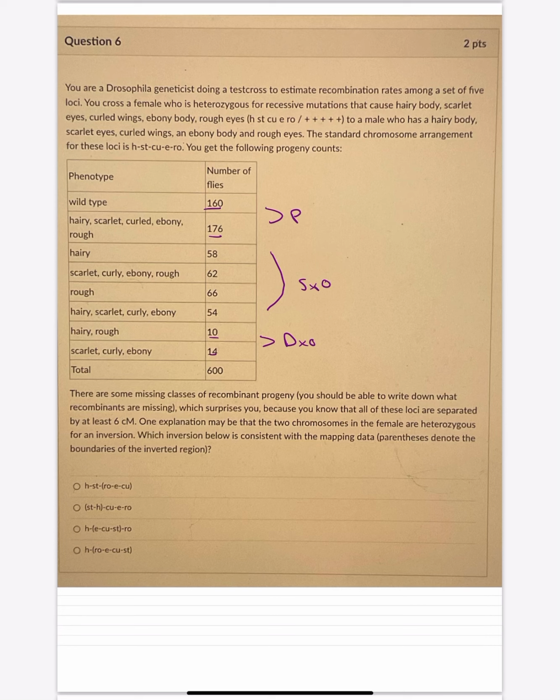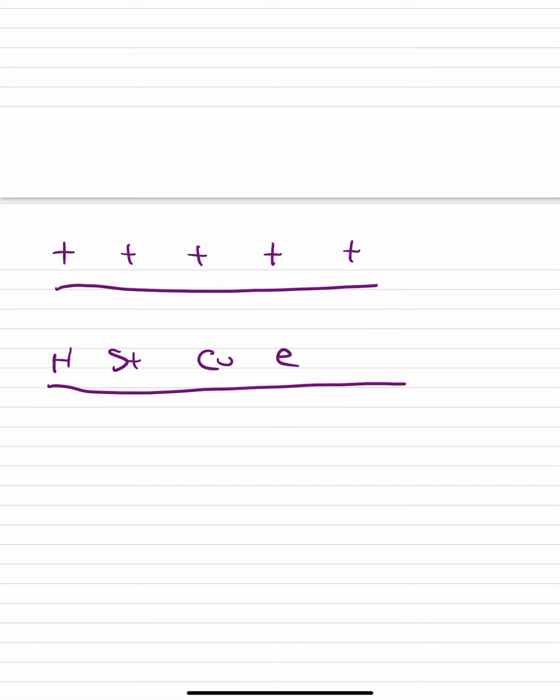All right, now let's write out the genotypes for all of them. We know that the first parental is wild type, and the second parental contains all of the mutations. So let's go underneath and write out the genotypes. The first one is going to be wild type at all of the loci. The second is going to contain all of the mutations. Now the mutations are H for hairy body, ST for scarlet eyes, CU for curled wings, E for ebony body, and RO for rough eyes.